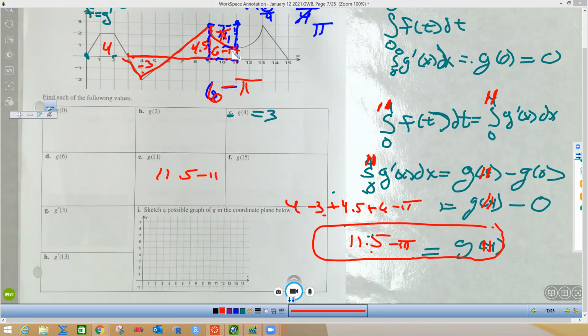Well, this area was 6 minus pi, so this area is also 6 minus pi from the same reasoning. The area of the rectangle minus the area of that little semicircle. So those are both 6 minus pi, from the exact same steps. That's to here.